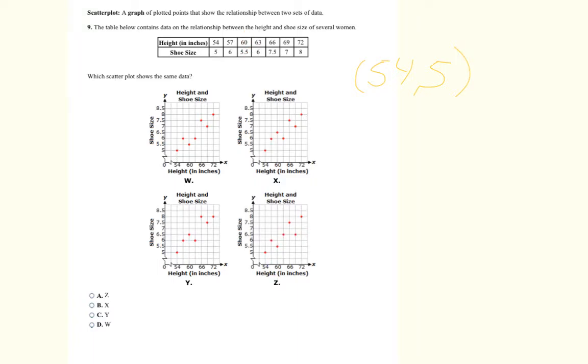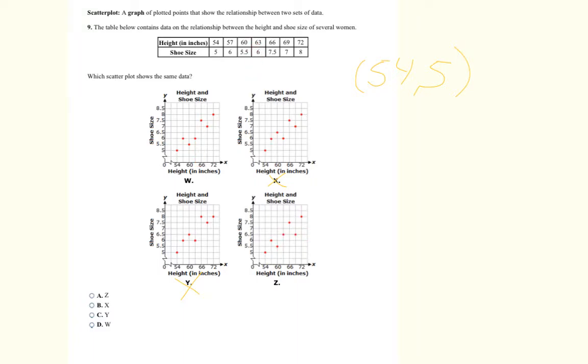So then I try 60 and 5.5. So I go to 60 and 5.5, there's a point. For x, that one goes to 6.5, so I can now eliminate x because that point is incorrect. And then for y, this one also goes to 6.5, so I can eliminate y. And then z is 60 and 5.5. And so now I'm just down to w and z.